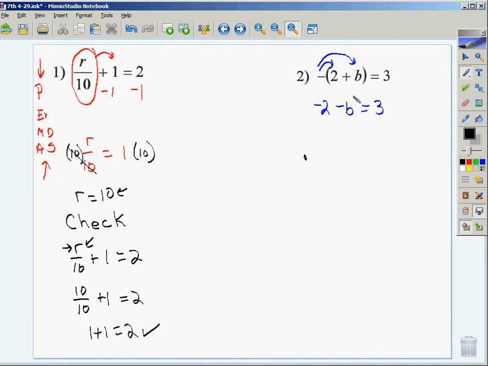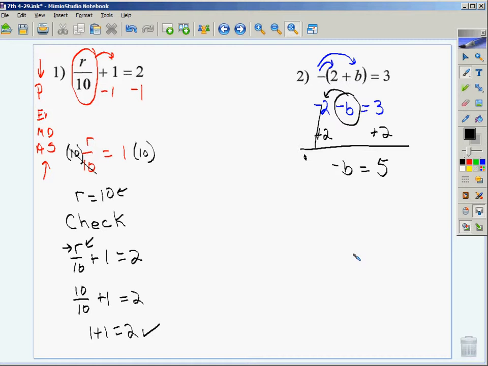If I'm trying to get the variable by itself, I have to undo subtracting, or I have to undo a negative 2. How would I undo that? Positive 2. I now have a negative b, these would have canceled out, equals 5.